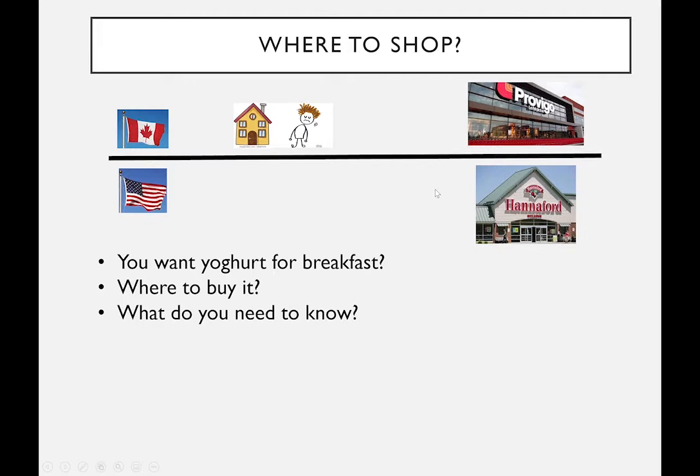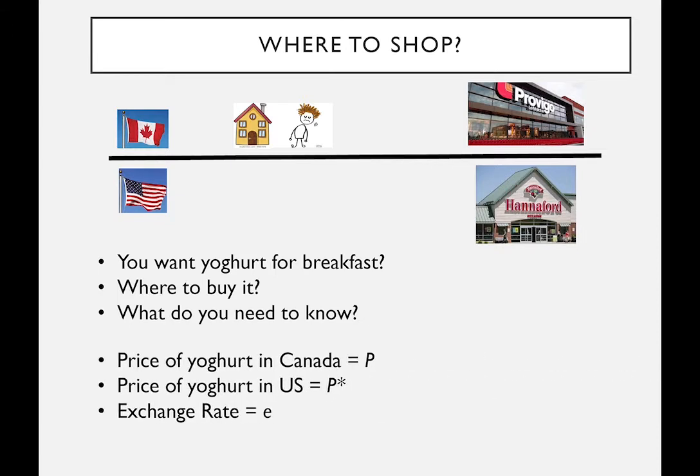Well, to make the decision, what information do you need to have? If you think about this a little bit, there's three pieces of data that you'd need. First of all, you'd need to know the price of yogurt in Canada. Secondly, you'd have to know the price of yogurt in the United States, and keep in mind then it would be in US dollars. And then finally, you'd need to know the exchange rate. Now, what follows below, I'm going to keep using this notation. P represents the price in Canadian dollars, P star represents the price in US dollars, and E is the exchange rate.